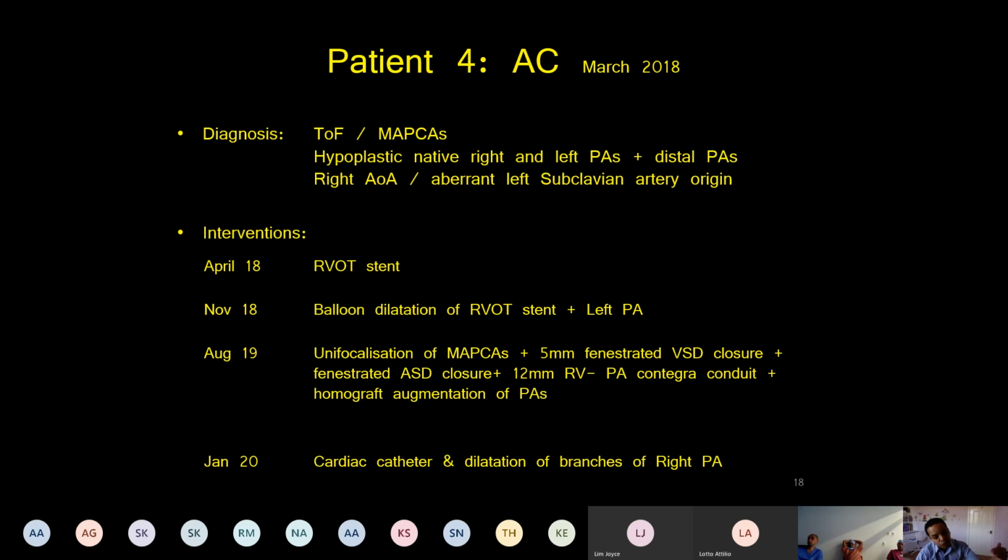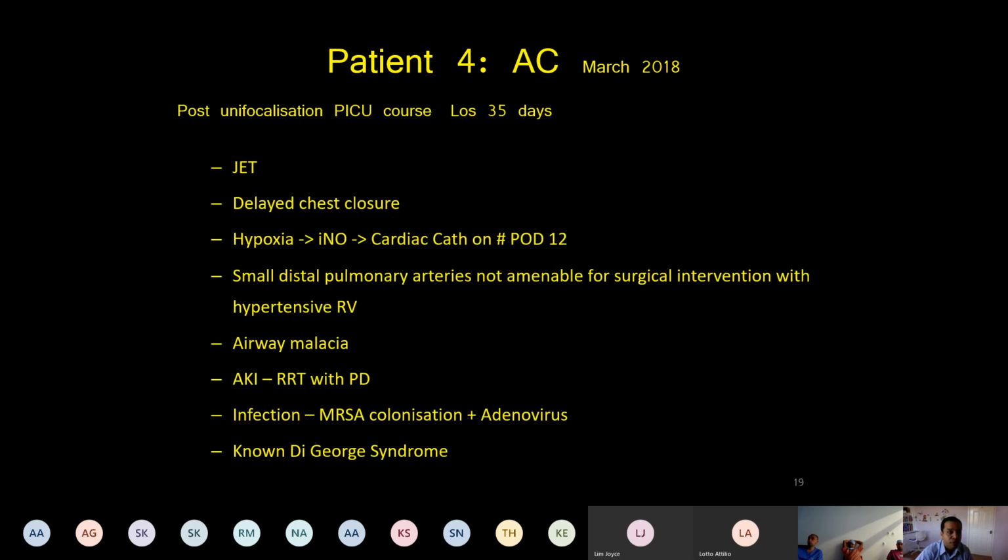So how does this patient move forward? Gets an RVOT stent, balloon dilatation of the RVOT stent and left PA in August. How old is this child? Born in March, so 5-6 months old. Unifocalization of MAPCAs, 5 millimeter fenestrated VSD closure, fenestrated ASD closure, 12 millimeter RV to PA Contegra, homograft augmentation of PA. Again, pretty challenging surgery, and it did give us grief. Further, in January, this patient needed cardiac catheter and dilatation of the PAs as well. So let's talk more about this one.